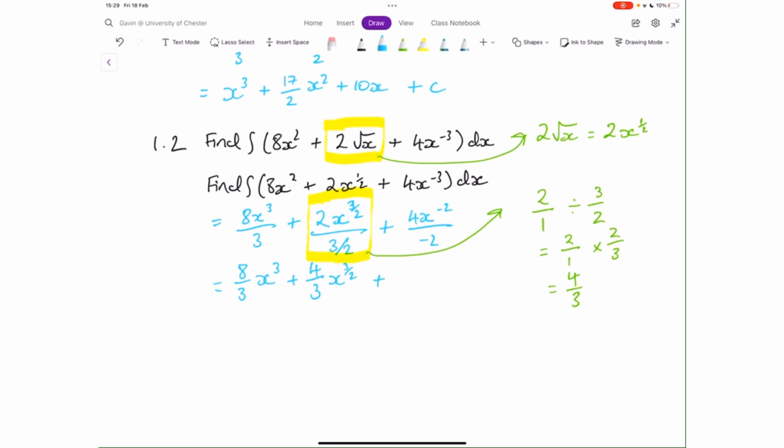And finally I can simplify that very last term here. 4 divided by minus 2 gives me minus 2x to the minus 2. Apologies. Let's get rid of that plus sign.